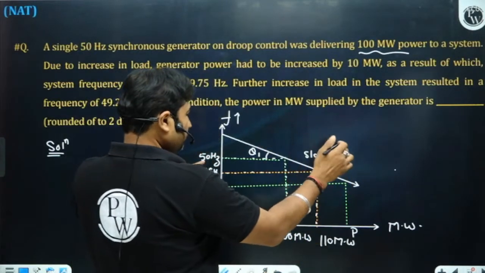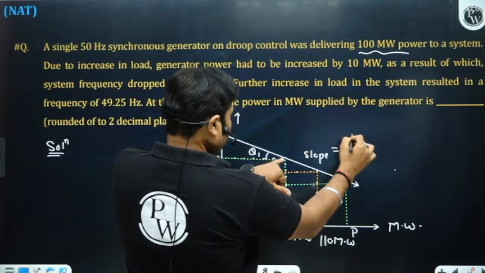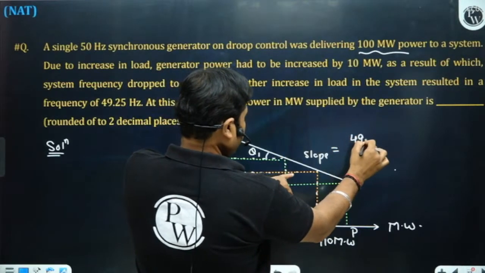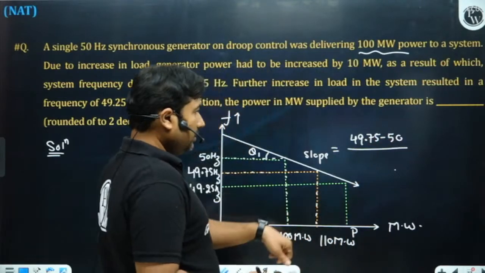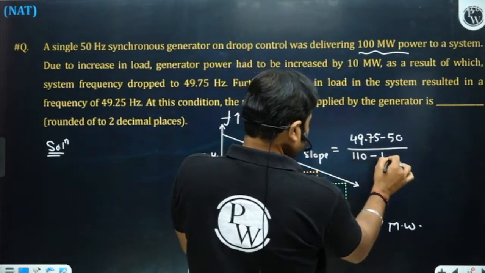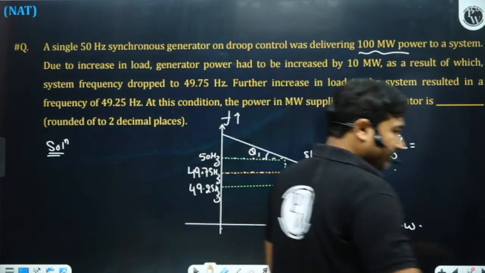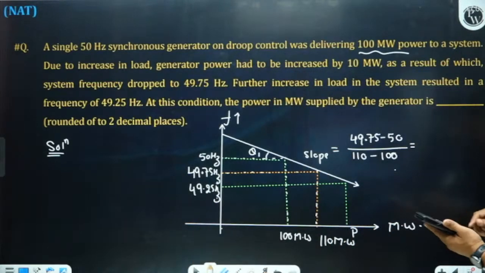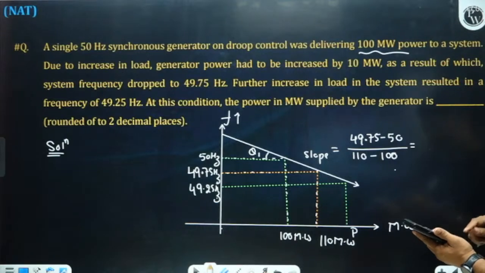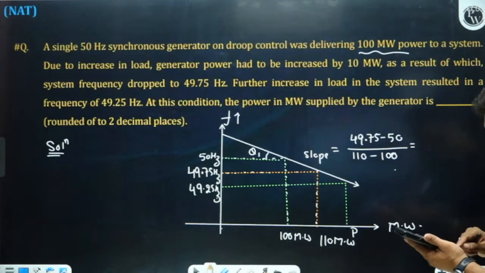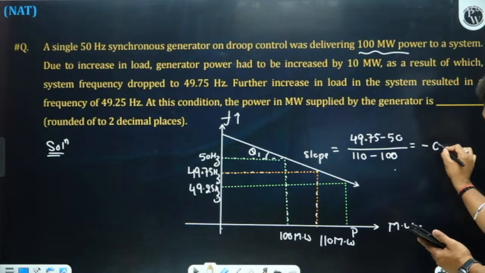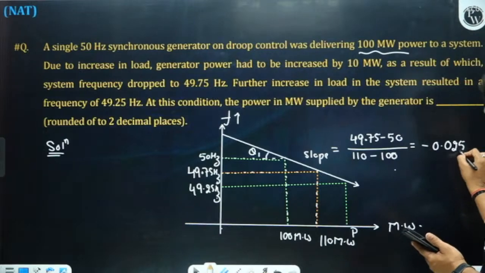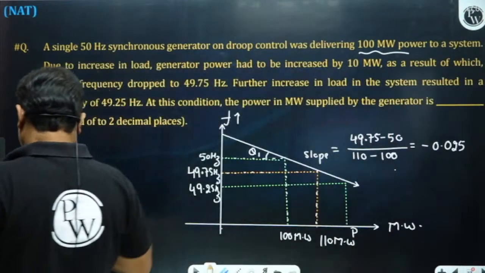Let's calculate the value of the slope. The slope is Y2 minus Y1 divided by X2 minus X1, that is 49.75 minus 50 divided by 110 minus 100. Definitely it's a drooping characteristic, so the slope is negative. So negative 0.025 is your slope. Is it okay? Yes, sir.